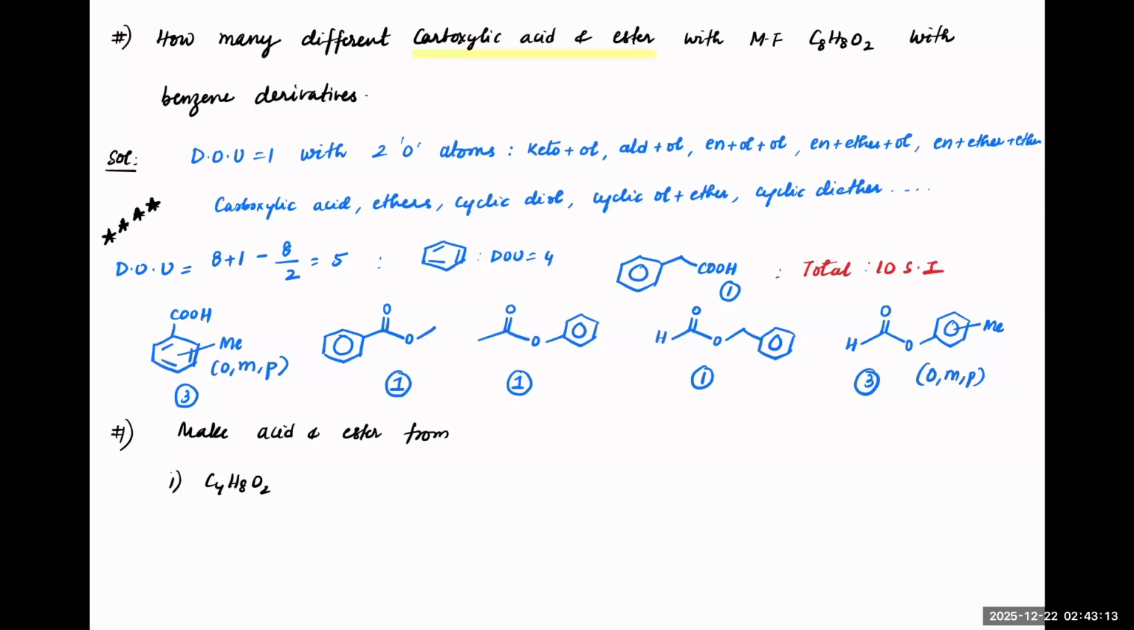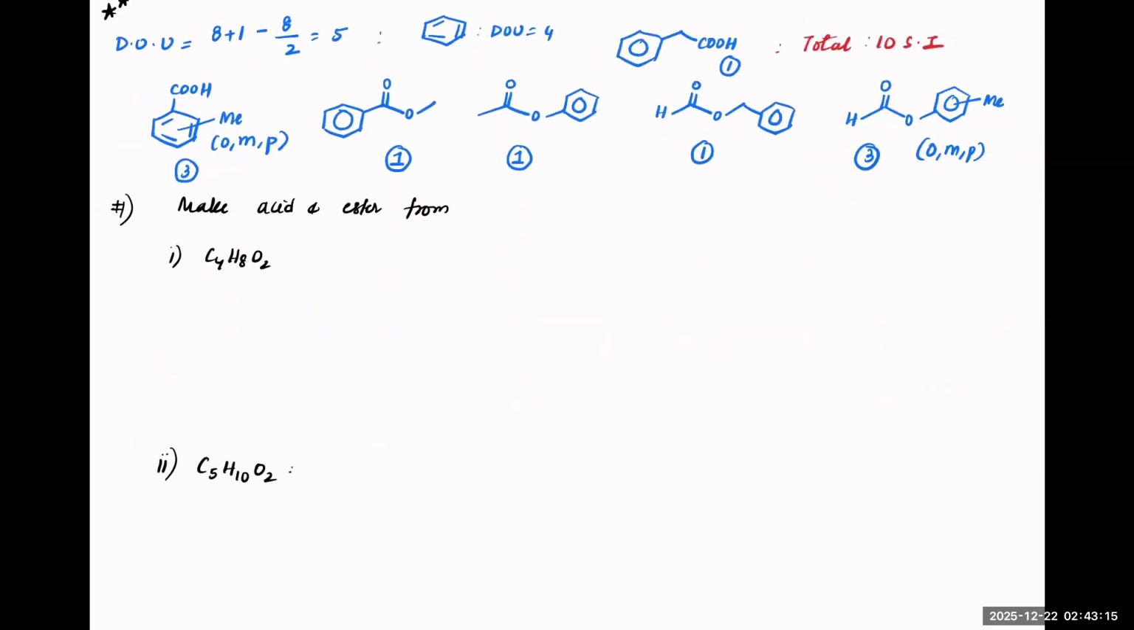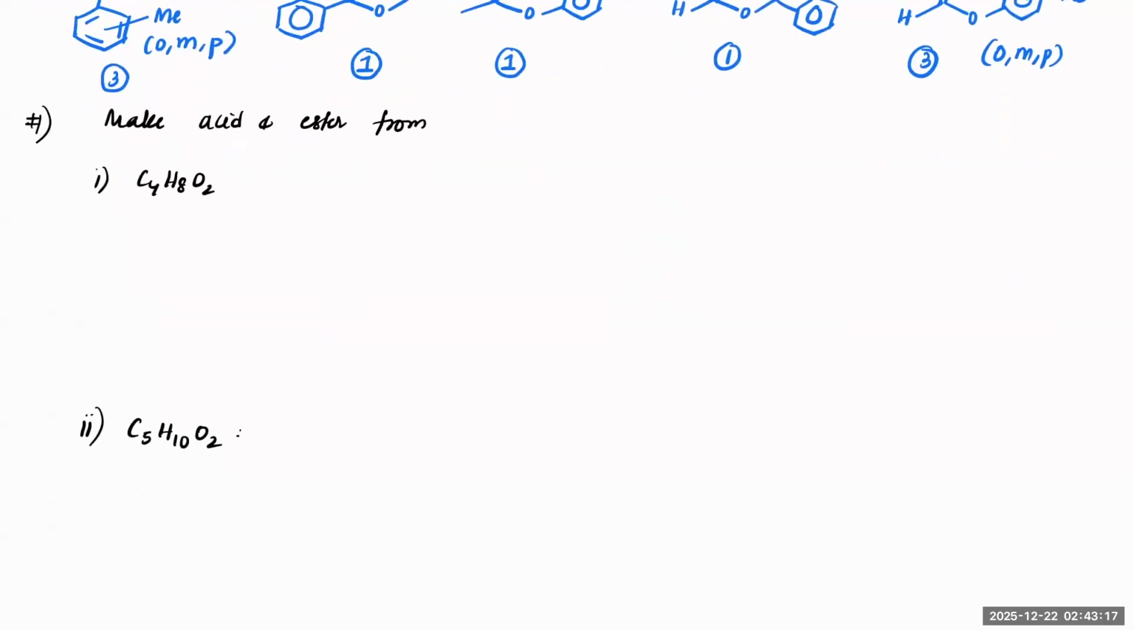Right. All these cases are finished. Please check the next one. Same logic. Make acid and esters for C4H8O2.